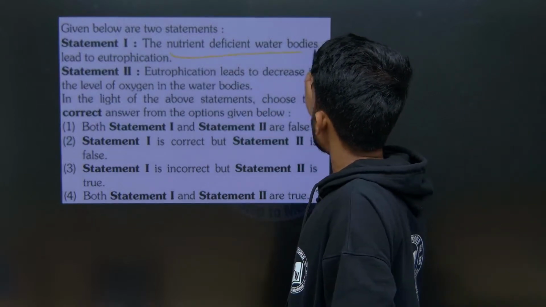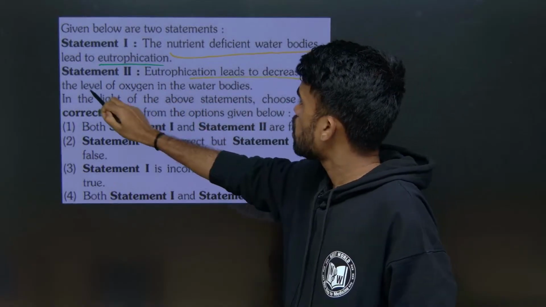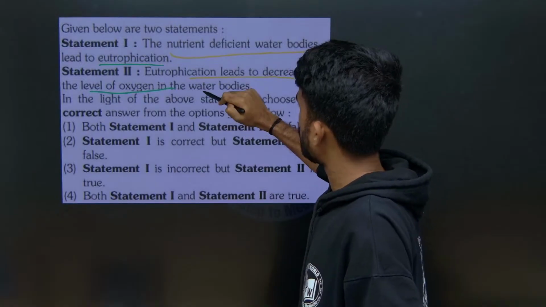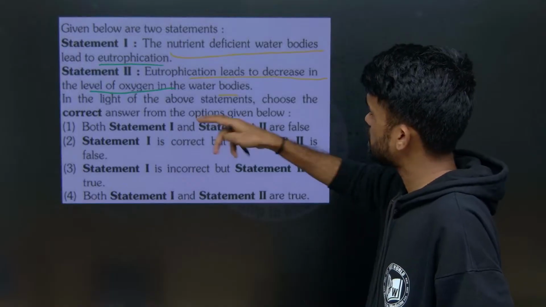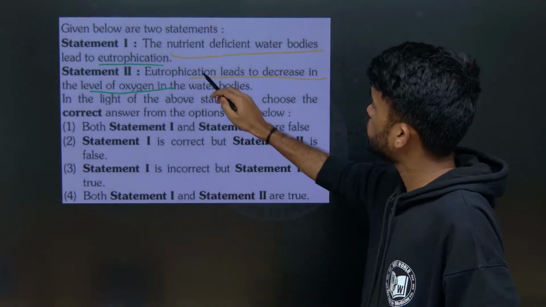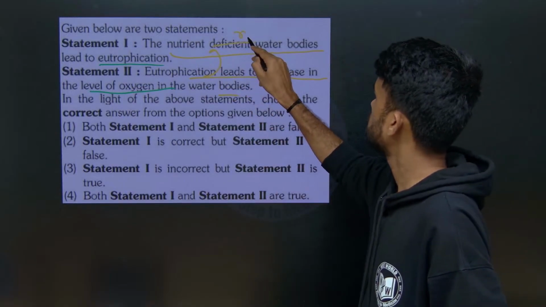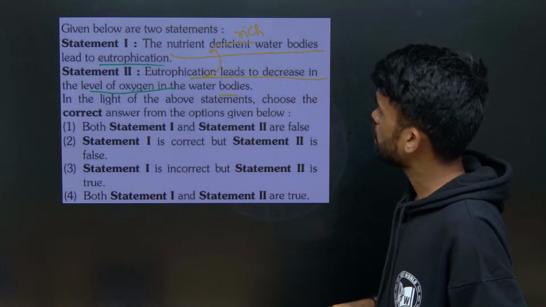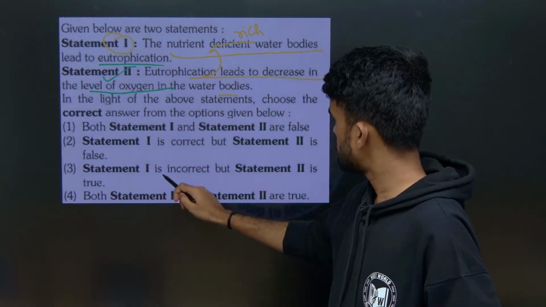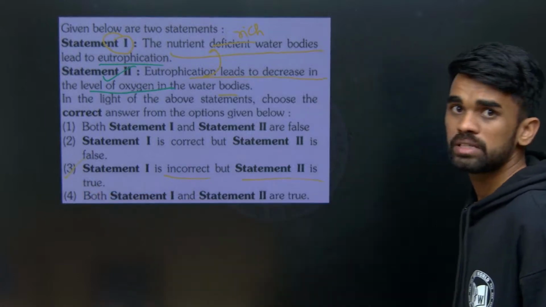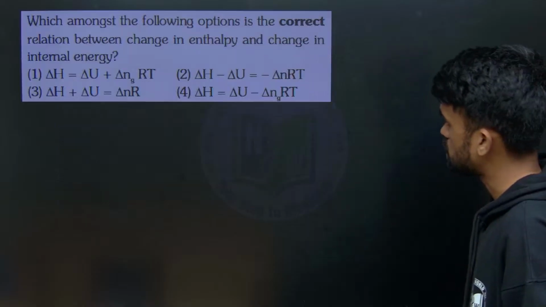Nutrient deficient water bodies lead to eutrophication. Eutrophication leads to decrease in the level of oxygen in the water bodies. Here you can see eutrophication leads to decrease in the oxygen. Yes, this is correct, but eutrophication means what? It is nutrient rich, not deficient. Therefore statement 1 is incorrect, statement 2 is correct. So option number 3: the second statement is true, the first one is false.